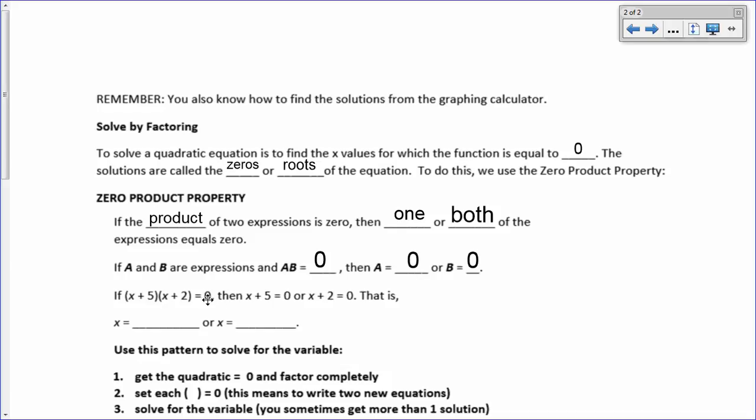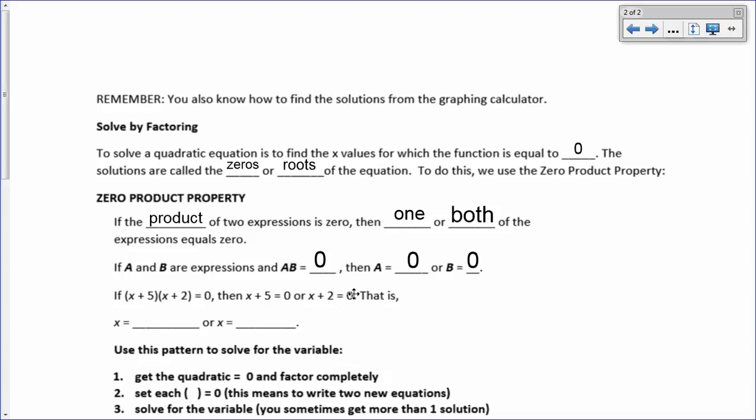It's set equal to 0 because we said that a solution is when y equals 0. So we just changed the y to a 0. According to this property, that says either the x plus 5 will equal 0, or the x plus 2 will equal 0. Okay? Or they both could equal 0. That's the only way we're going to have that multiplication equal 0. One of them or both have to be 0.